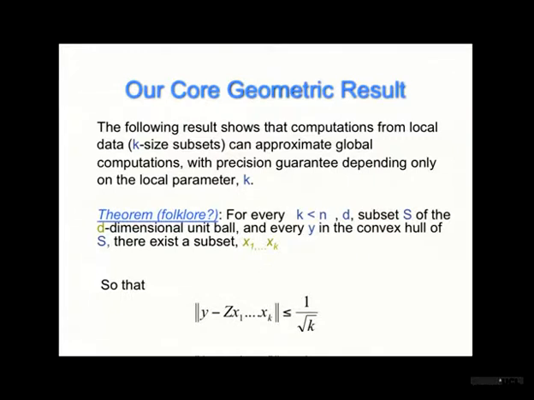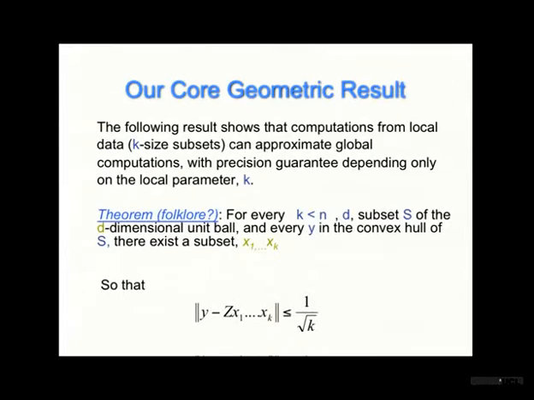Many people know it by different names. And also, this is a nice geometric theorem. It says the following. Assuming you have a subset S of the d-dimensional ball, then for every y in the convex hull of S, there exist k points such that the distance between y and the average of these k points is at most 1 over square root of k.